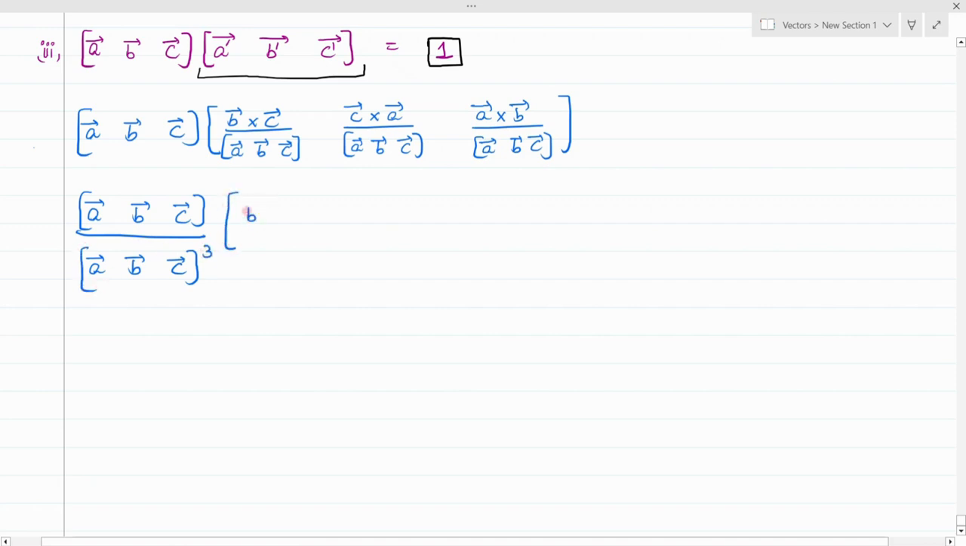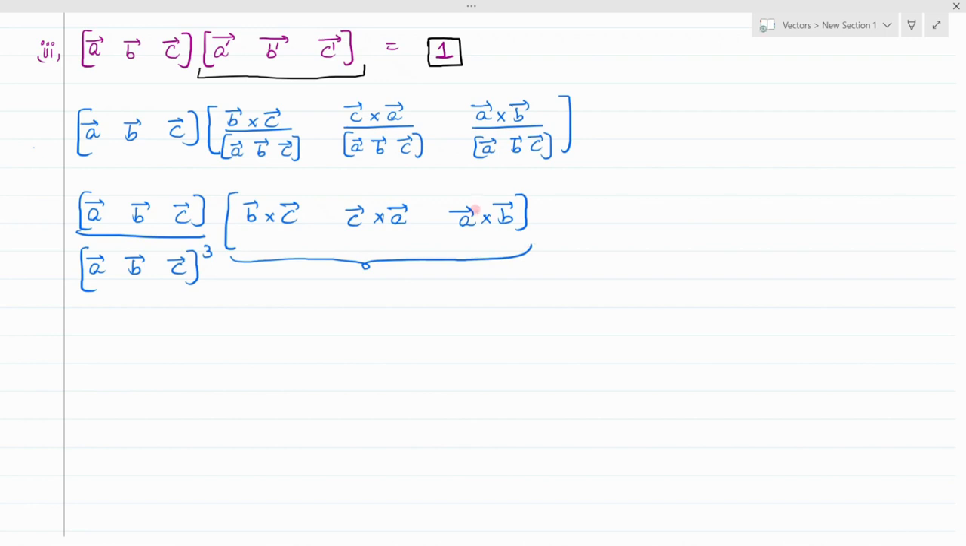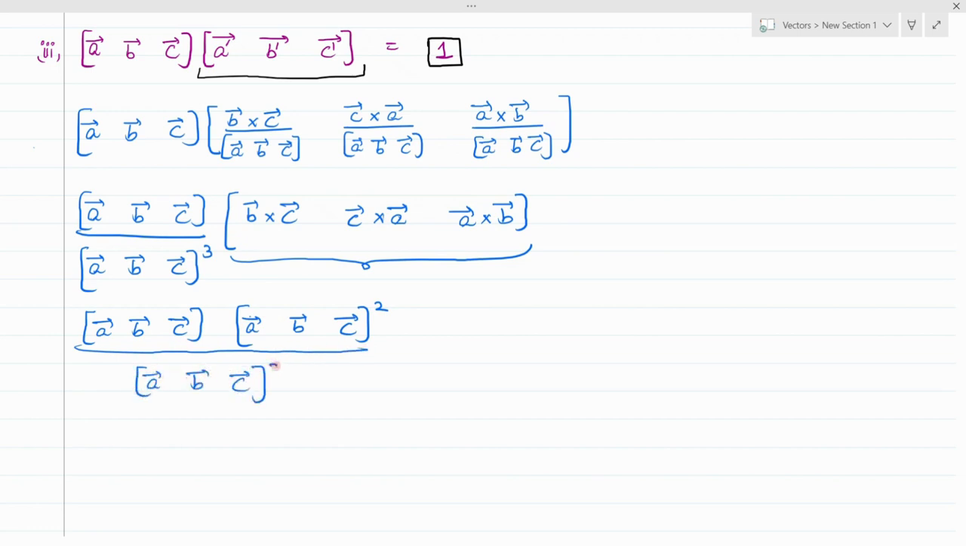And inside it is left with B cross C, C cross A, and A cross B. Now, for this, we have solved a question or we have seen a property that this can be written as box A, B, C whole square, right? So when you multiply with this and divide with this, the answer you will get is 1. So this is the required RHS, okay?